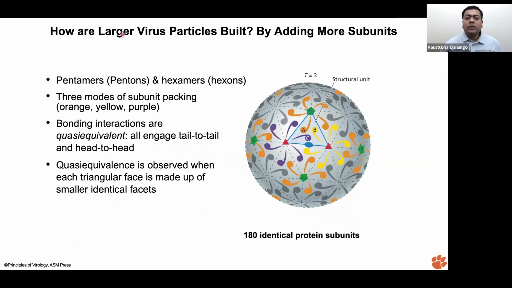So how larger particles are made is the problem. You can add more subunits. These subunits are the pentamers, known as pentons, or the hexamers, the hexons. And there are 3 modes of subunit packing, and you can see that they are in orange, then in yellow right here, and the purple.